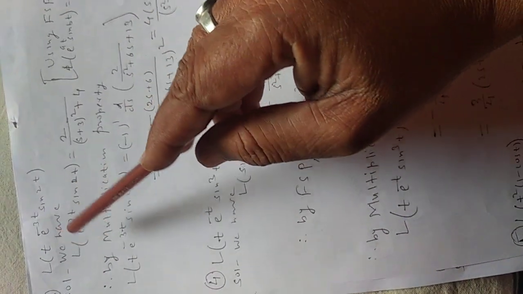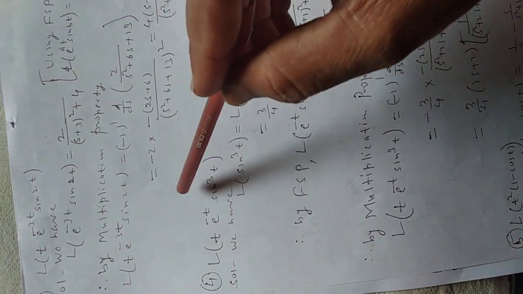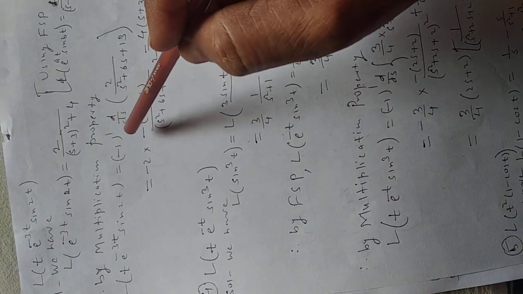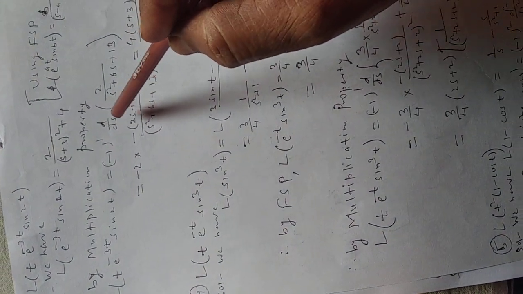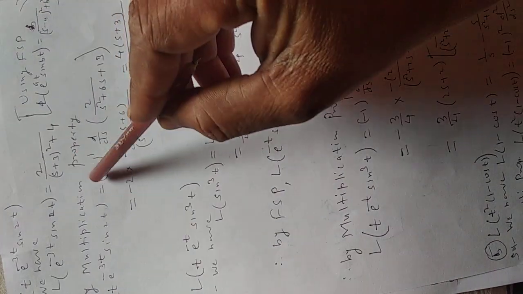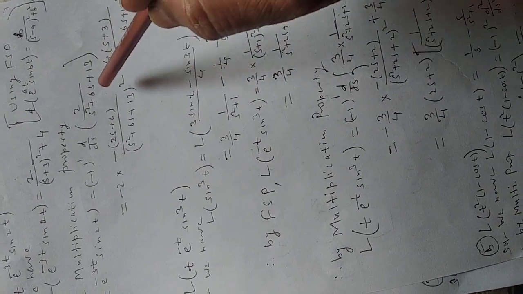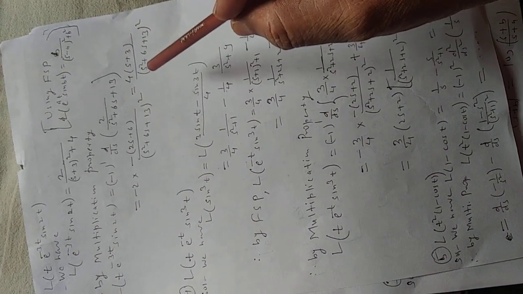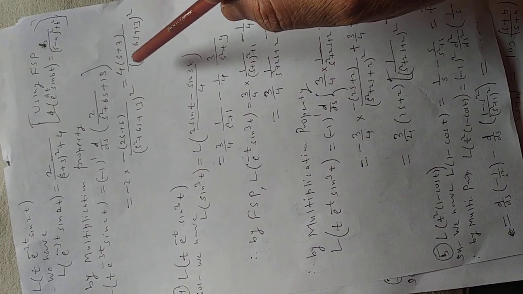And therefore Laplace of t into e raised to minus 3t sine 2t, power of t is 1. So minus 1 raised to 1. Only first order derivative, that is d by ds of 2 upon s square plus 6s plus 9 plus 4, that is plus 13. And I suppose you understood the remaining thing, how to find the derivative. 4 into s plus 3 upon s square plus 6s plus 13 bracket square.